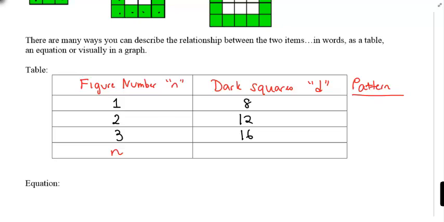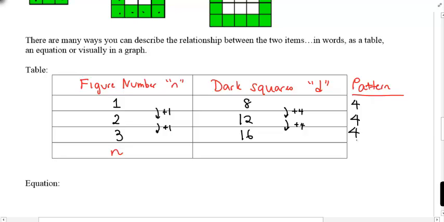So as the figure number increases by 1 every single time, what happens to the number of dark squares? If you said it increases by 4, I like it. So our pattern begins with the number 4. Now remember, we're going to multiply this by some variable, and in this case that variable is represented by the figure number. So for each of the rows I'm going to use the corresponding figure number. There's 1, there's 2, there's 3, and the hardest part is to find that magic number that we have to add or subtract to get our dark square value.